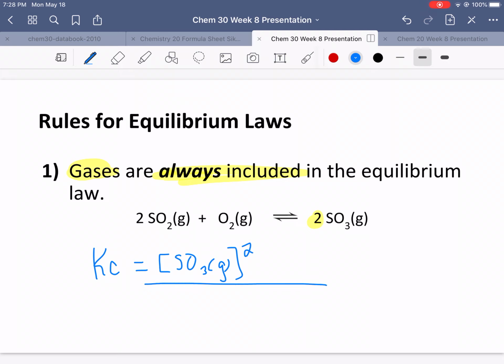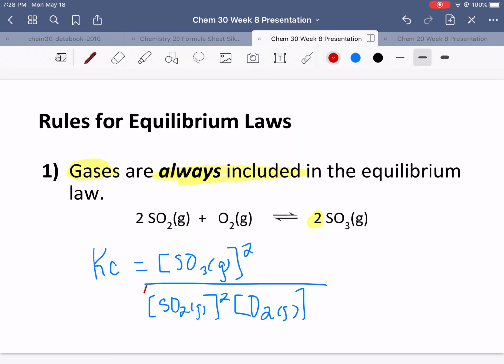I put that whole thing over my reactants. They are both gases, so they get included. I'm going to have SO2 gas, once again squared because of the coefficient. Right beside it, because they're multiplied, concentration of O2 gas. The coefficient is 1, and we don't have to write the 1. It's assumed. That is your equilibrium law for this particular reaction.